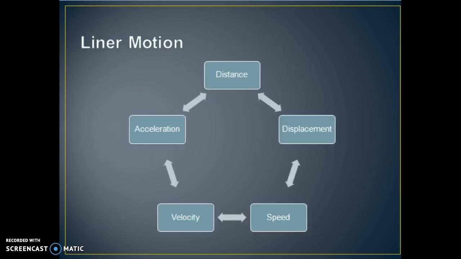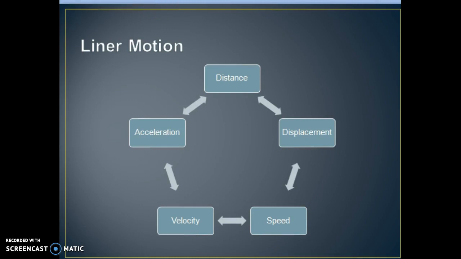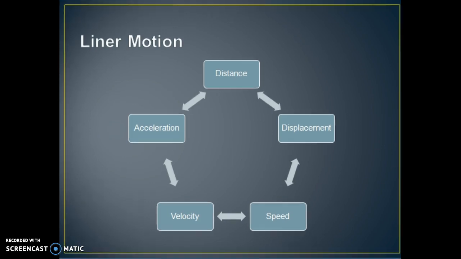So linear motion. Linear motion has five parts to it. It has distance, displacement, velocity, speed, and acceleration. Linear motion occurs in a straight line, and all five of these are part of the linear motion.